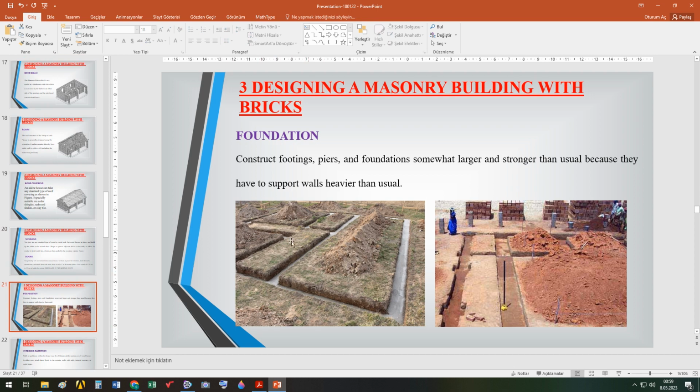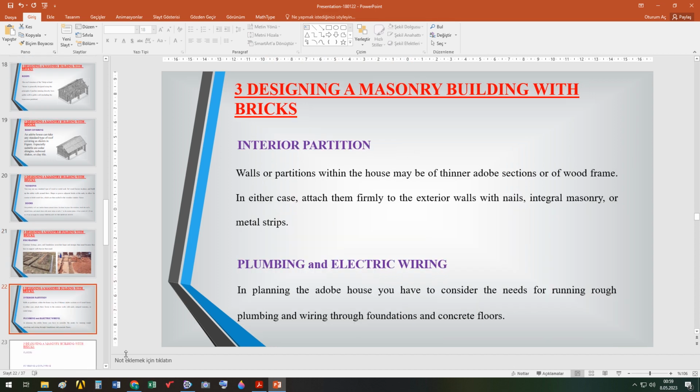Strip foundations are generally used under the masonry walls. You see here excavation to build strip foundations.